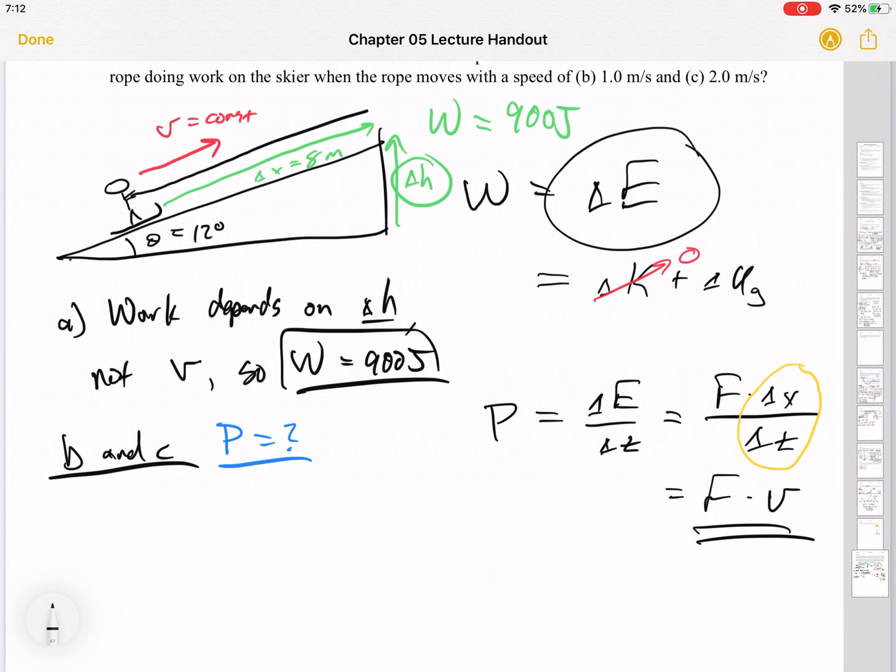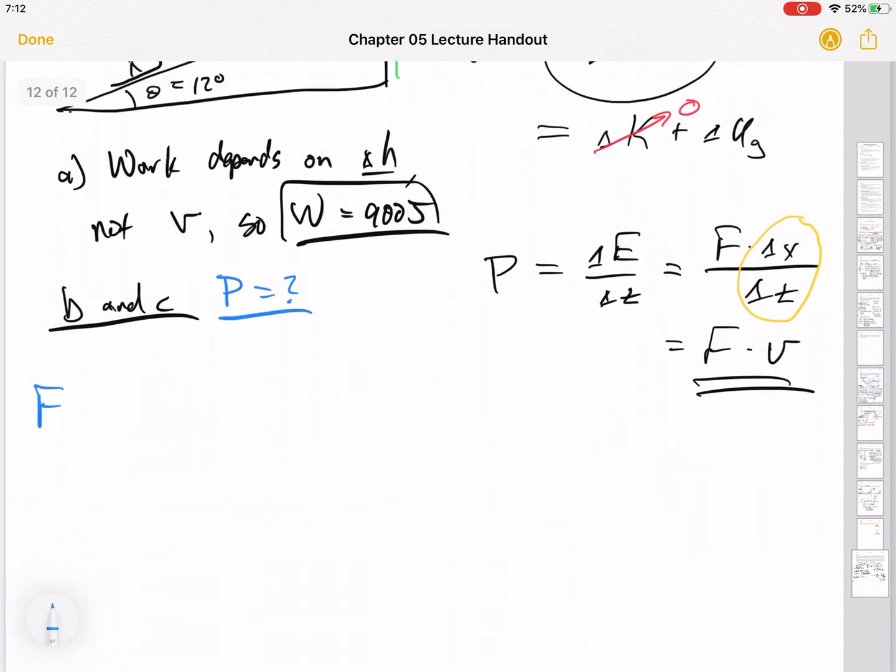So I know the velocity for each of these. For B, it's 1, and for C, it's 2. But what is the force acting here? This will be our aside. If I can find that, then I can find the power. So what is the force acting here?